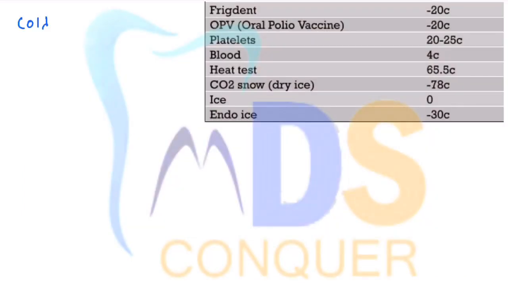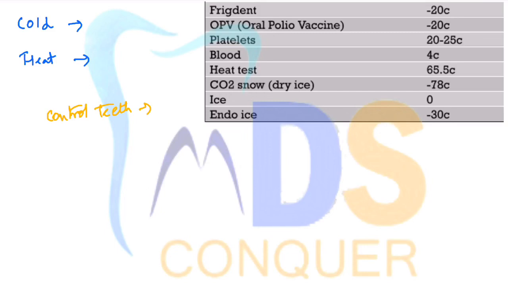So in the thermal test you have the cold test, and the second one you have the heat test. I hope you are very familiar with the cold test and heat test. Whenever you're doing a cold test and a heat test, make sure you take control teeth. Your control teeth are going to be the adjacent and the contralateral teeth. So that's a question again. The control teeth are the adjacent and the contralateral teeth.